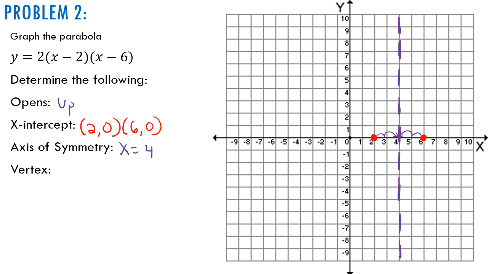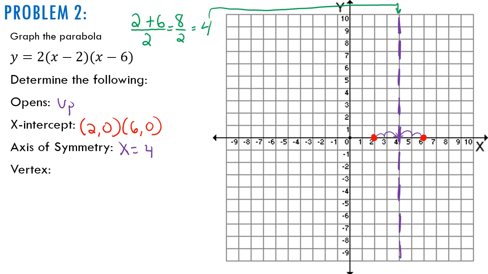Now, sometimes it's kind of hard to count to figure out where it is, especially if the points are really far apart, or if you have an odd distance between the 2 points, then you would have a decimal for your axis of symmetry. This is what you can do if you want to find that value without having to physically count it on a graph. You take your two x-intercepts, the 2 and the 6 in this case, add them together, and then divide by 2. You're finding the average, and the average gives you the value in the middle. That is algebraically how you can find that axis of symmetry, okay?